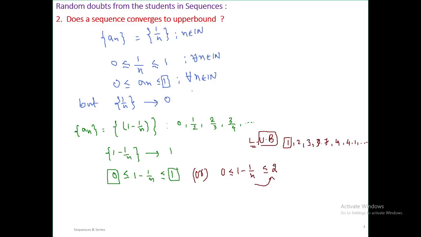So what can I say now? Does a sequence converge to an upper bound? It need not be true. If it is an increasing sequence, it converges to the least upper bound, not just any upper bound. I hope it is very clear.